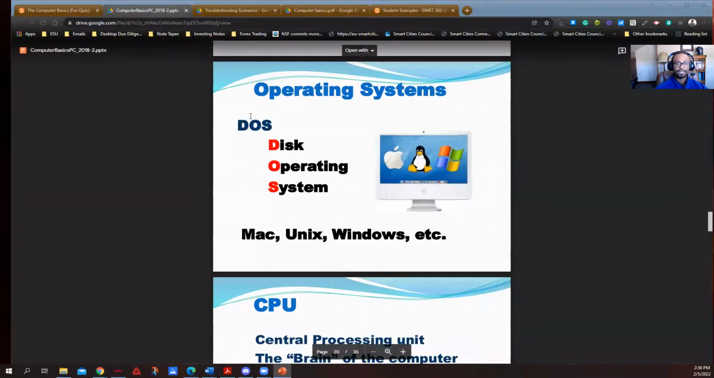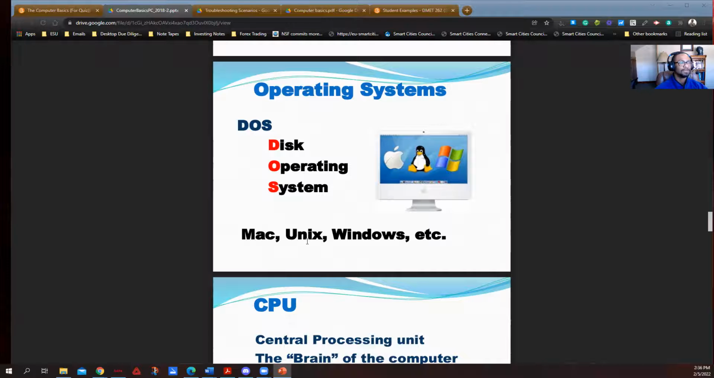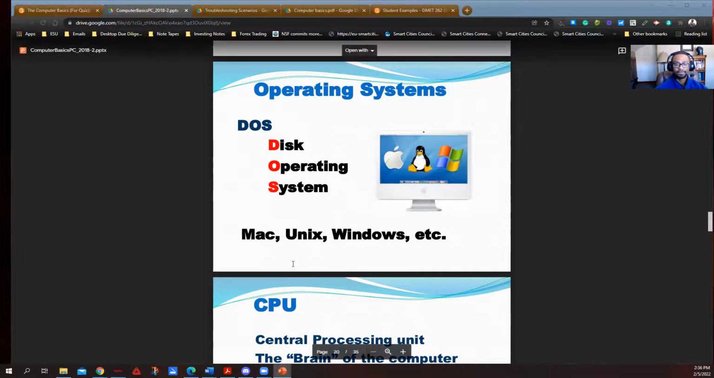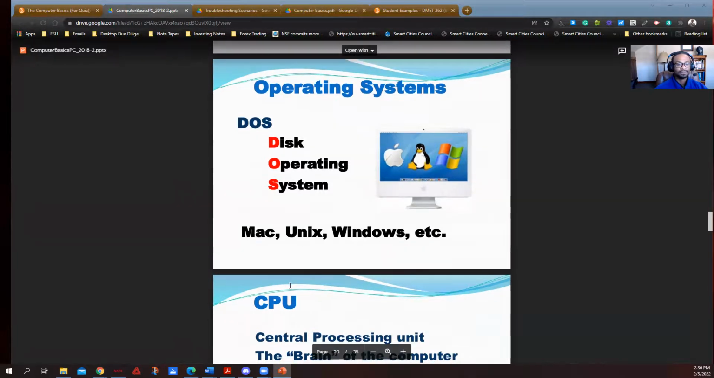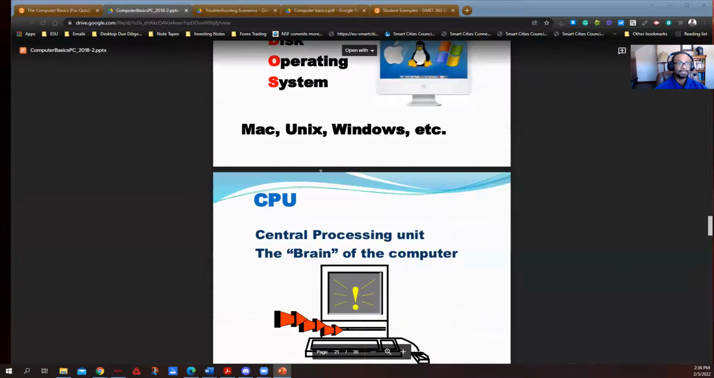Everyone was asking, what is DOS? Disk operating system. The operating system, the disk operating system. We generally have Mac, Unix, Linux, Windows, etc., but those are the basics. There's Linux too. I'll find out real quick how it's spelled. That's going to drive me crazy. My buddy actually works for Red Hat. Yep, Linux. Operating system.